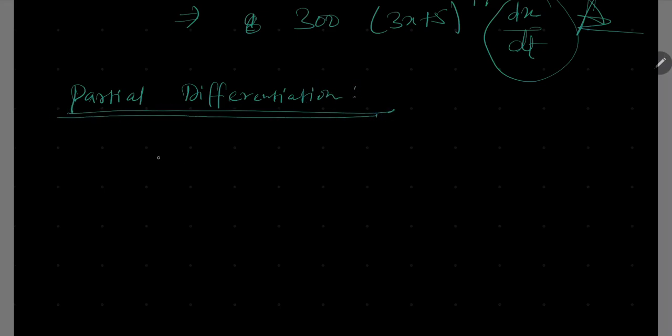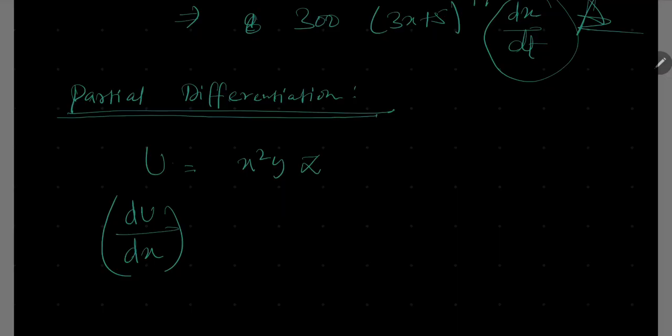When you have x square y z, let's say these three variables are there, all x, y and z are variables, and let's say it is u, and you have been asked to differentiate u with respect to x. But the problem is, how will you differentiate u with respect to x when it contains three variables? All the variables are different. Keep in mind, these are not varying with respect to x. y is a different variable, z is a different variable; y is on the y axis, z is on the z axis, x is on the x axis. All the axes are different.